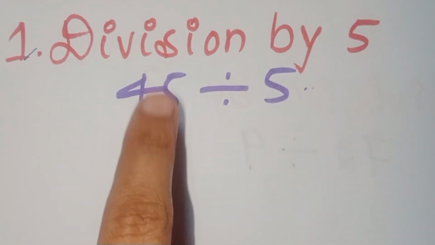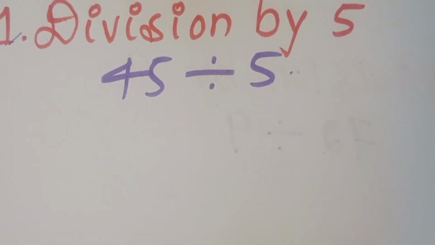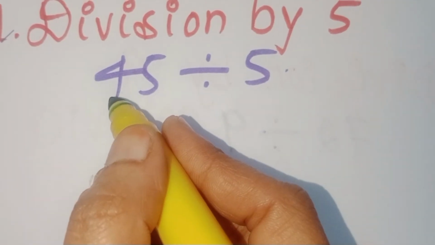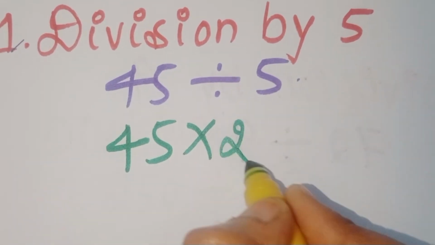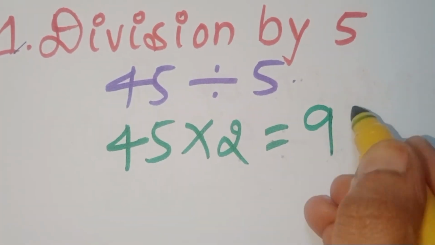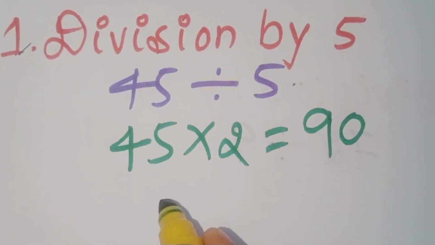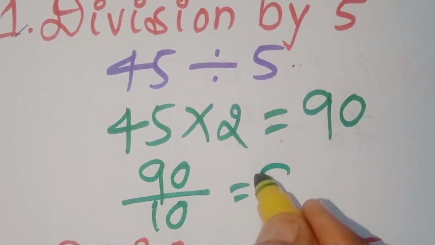First, multiply by 2 and then divide by 10. First, multiply 45 into 2. 45 into 2, we get 90. Now, divide this result by 10. 90 by 10. So, the answer is 9.